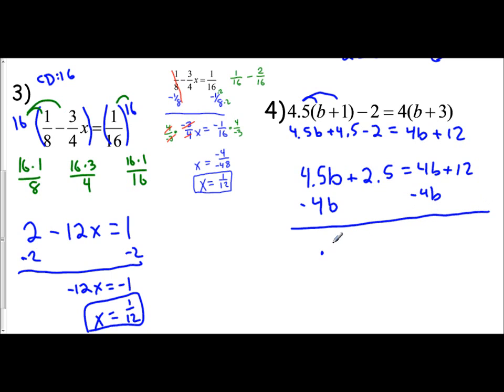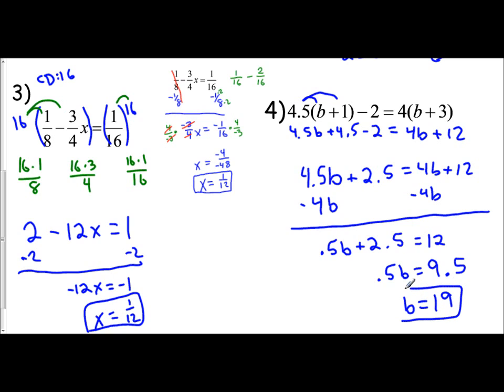So I get 0.5b plus 2.5 equals 12. So now I subtract 2.5. So I get 0.5b equals 9.5. And when I divide by 0.5, I get b equals 19. And so my answer here is b equals 19. So these are the examples on how we solve equations.